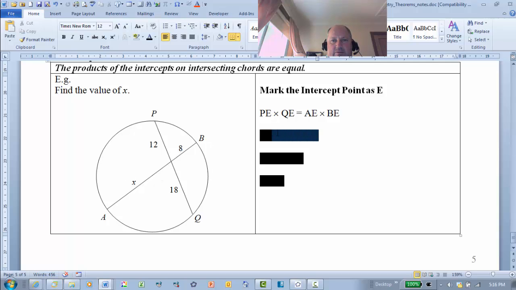So substitute those with the numbers and the letter X in the right spots. So 12 times 18, the two numbers in one segment multiplied together, equals the two lengths of the other chord multiplied together. So 12 times 18 equals 8 times X, so that becomes 216 equals X times 8, so we divide both sides by 8, and when we do that we get X is equal to 27.